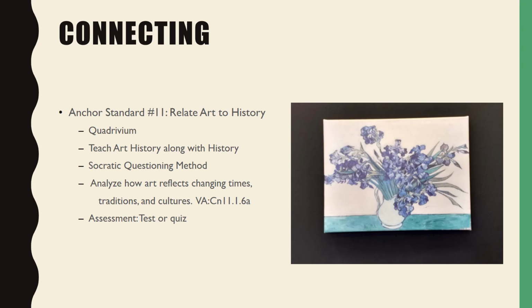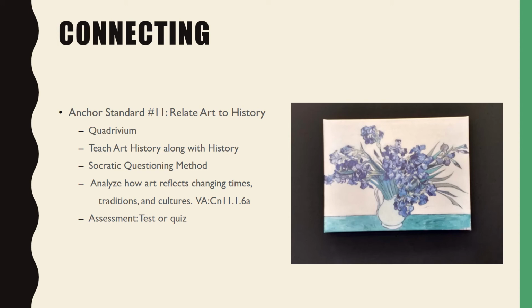Our last area of artistic literacy is connecting, and that's anchor standard number 11, relating art to history. For this, in a classical setting, we're going to use the quadrivium, which is somewhat unique to classical ed. It basically just means dividing history up into 4 main epochs and studying one per year, so that you end up studying each epoch once per stage, or 3 times over your 12 years of schooling. So I always try to line up my art history with the history that they're getting in their main classes.